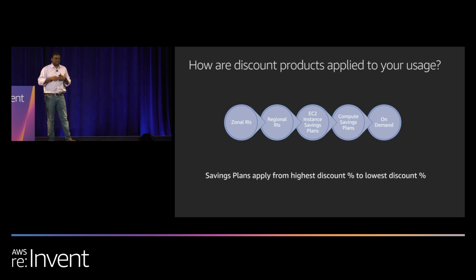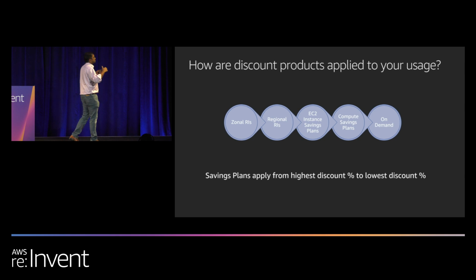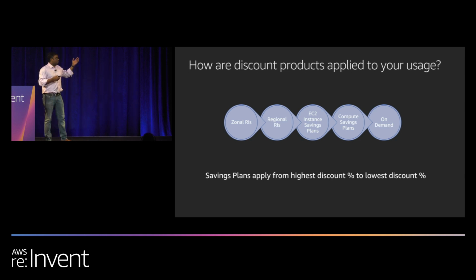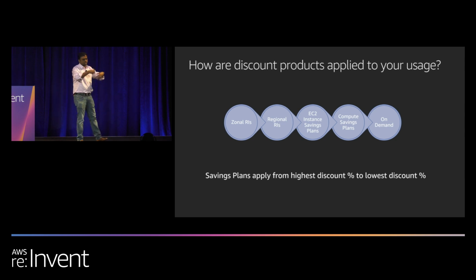So in terms of application, what our billing engine does is it will apply the zonal RIs first. By the way, zonal RIs are RIs that offer you both a capacity reservation and a discount. Regional RIs offer you more flexibility in terms of how the savings apply. So first we apply your zonal RIs to the account that owns it and to all the other accounts.